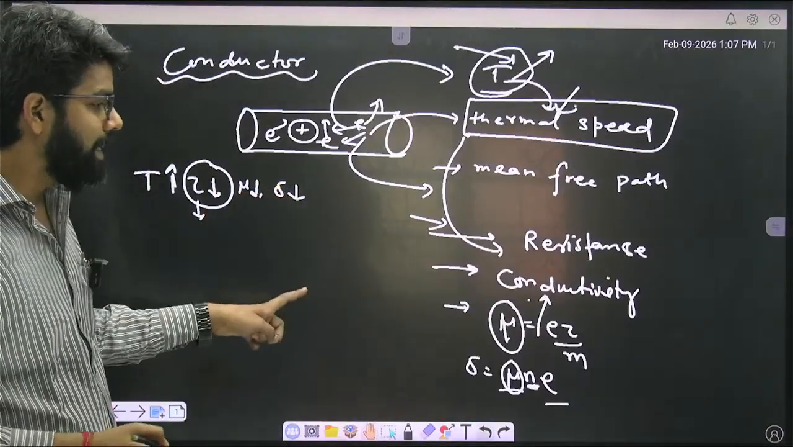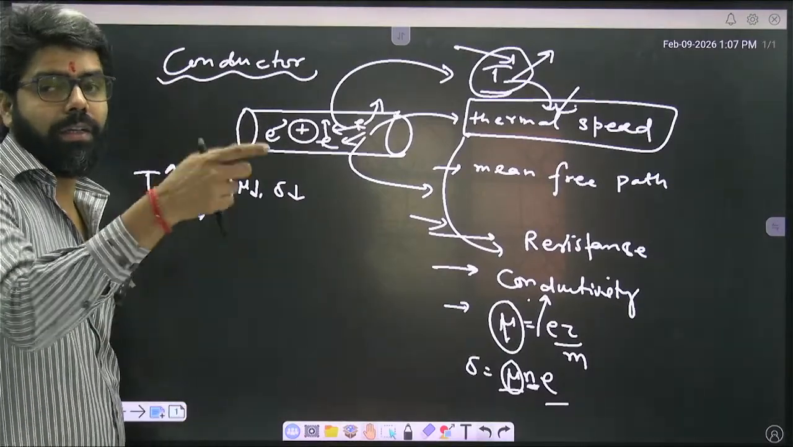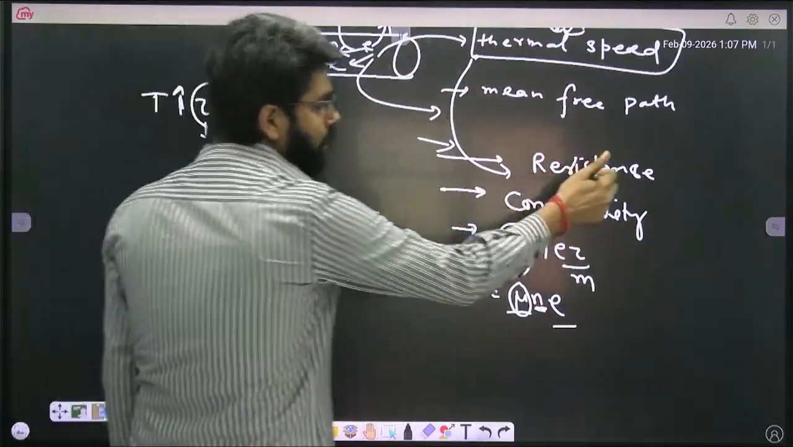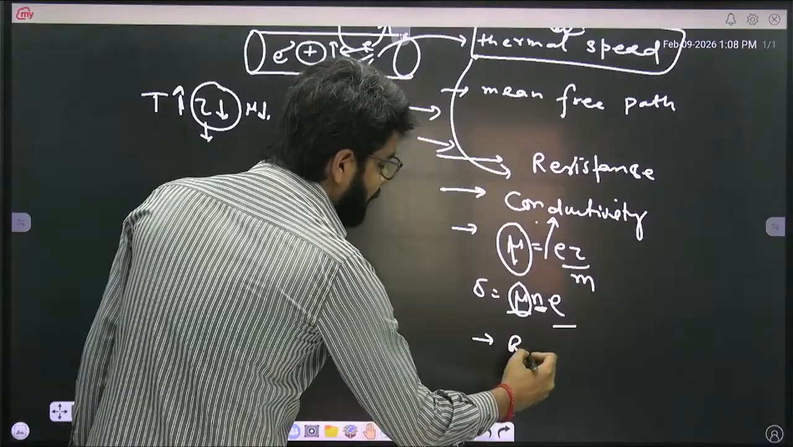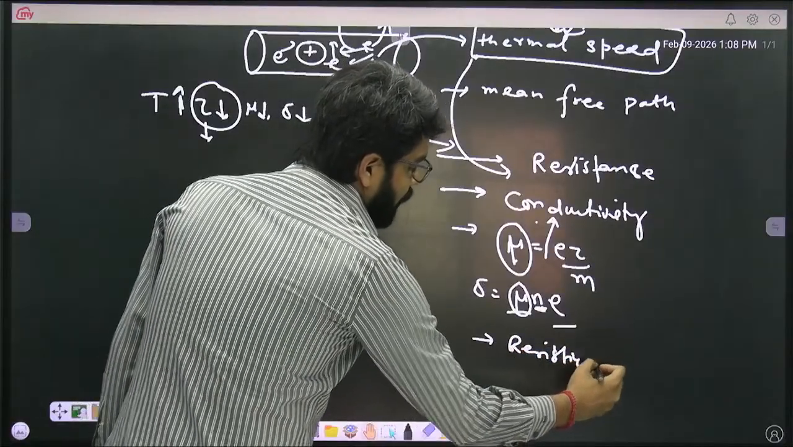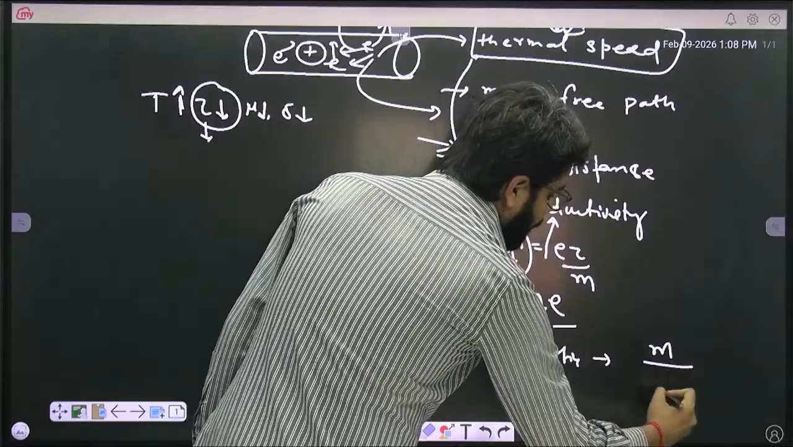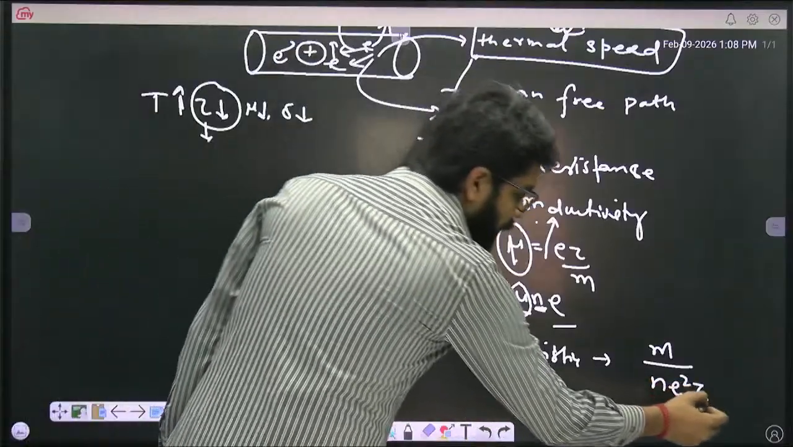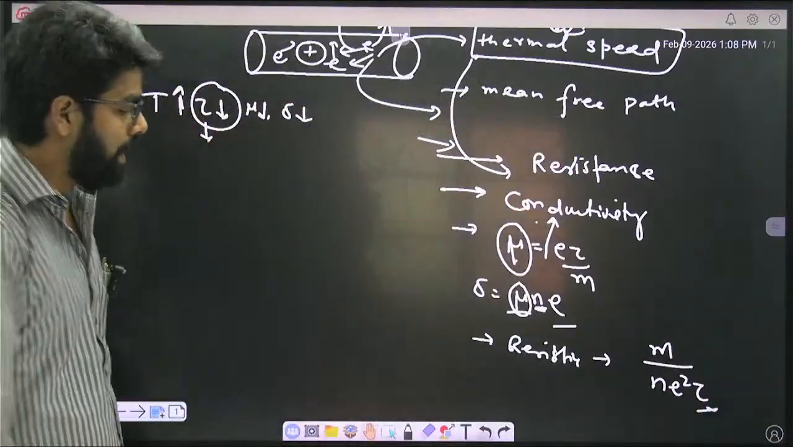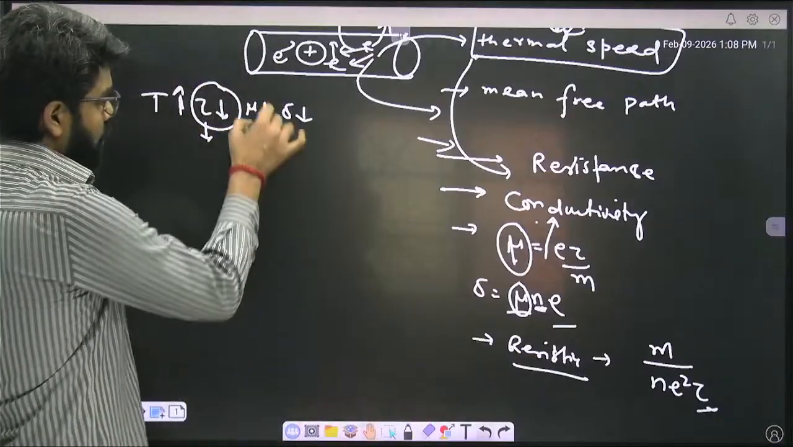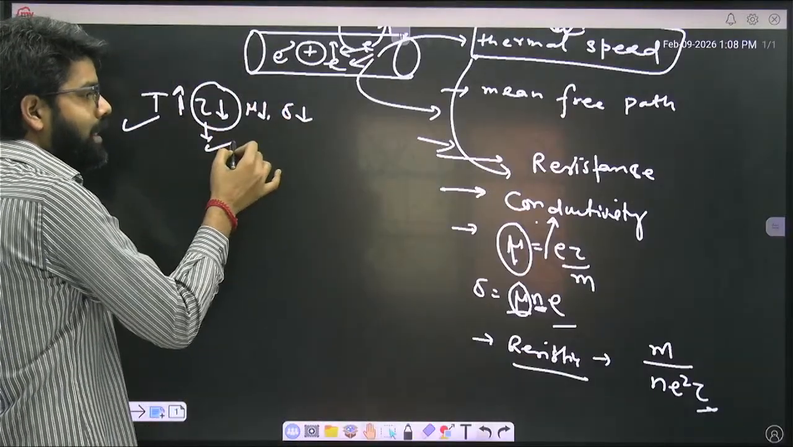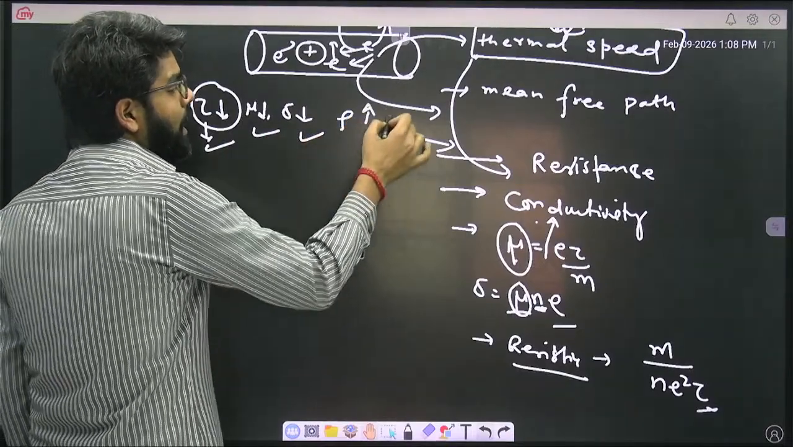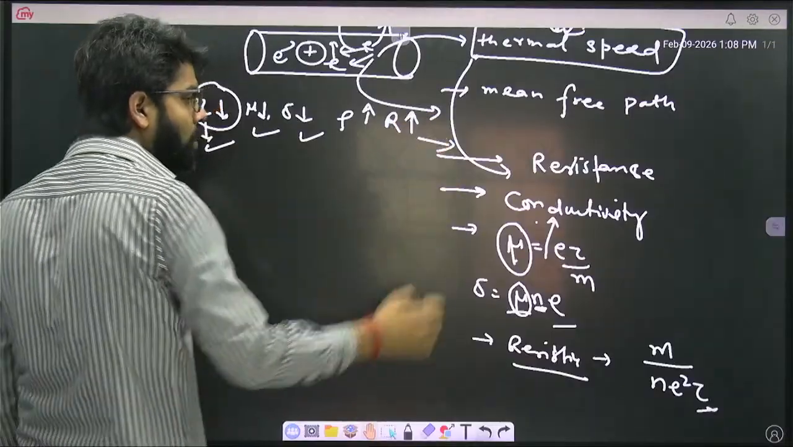And when conductivity decreases, there is also a formula in current electricity called resistivity. Before the resistance comes resistivity. And what is this resistivity? Resistivity is denoted by m by n e square tau. Okay, so what happens when tau decreases? Resistivity increases. So temperature increases, tau decreases, mobility decreases, conductivity decreases, and the resistivity increases, and so the resistance also increases.